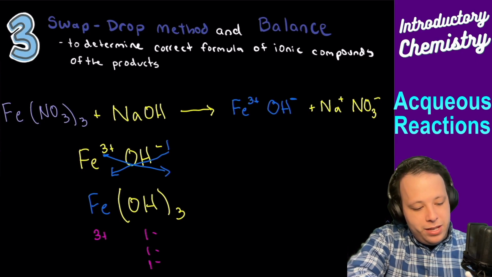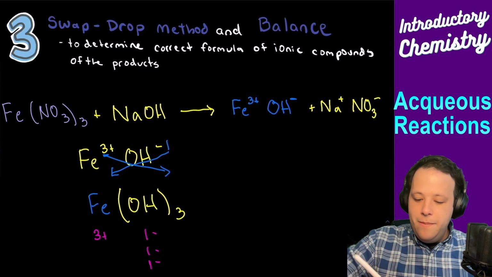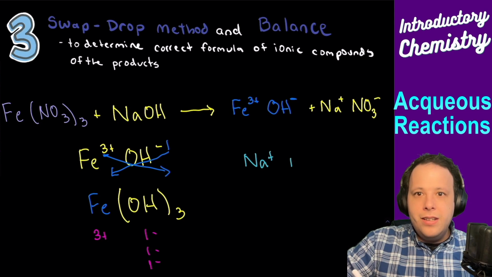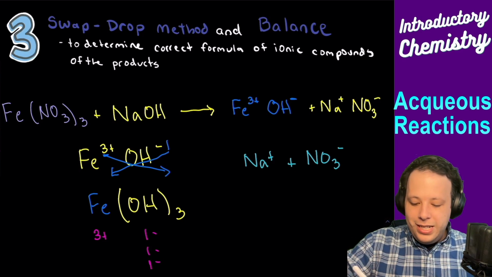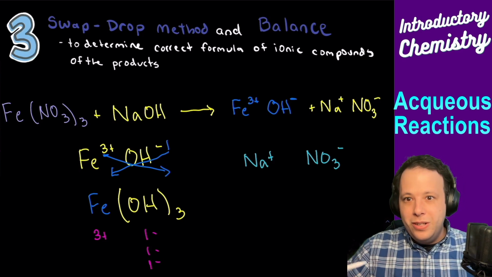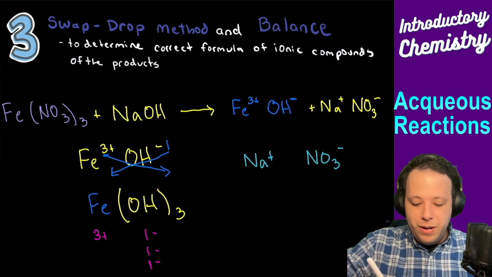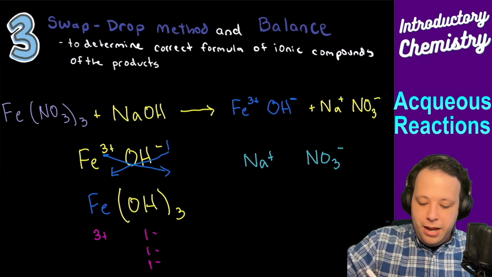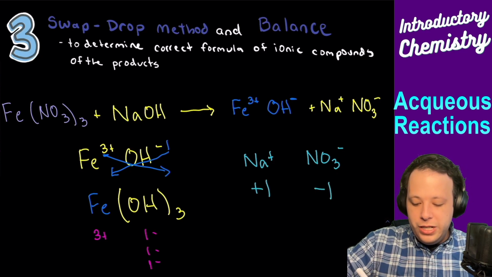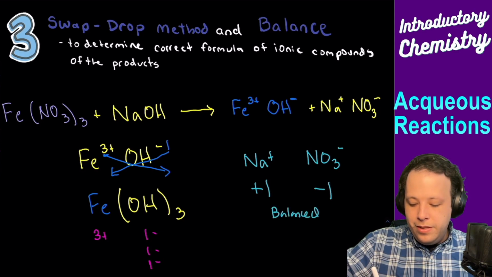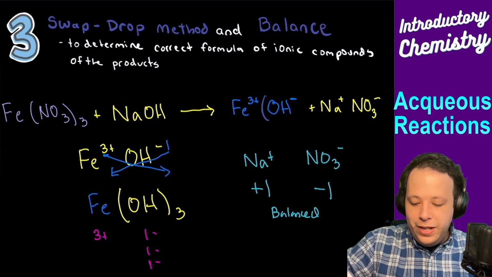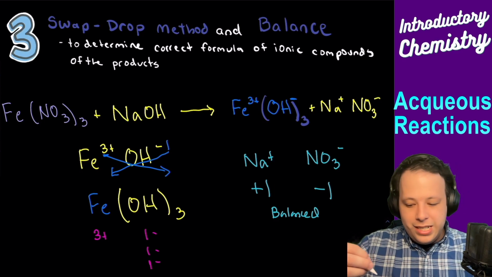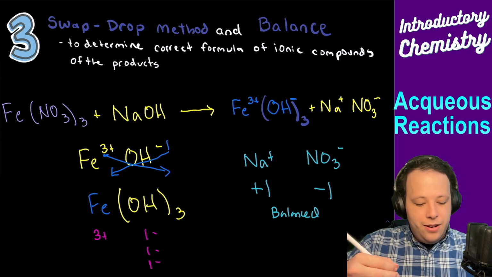Now let's try the same thing on the other one. On the other side, we have Na+ with nitrate, NO3 minus. Notice how the same thing here is we have a +1, -1. It's already balanced. We don't have to do anything else with it. We actually do not have to swap drop this one, being that it is a +1 and a -1 charge, they are balanced in terms of charges. So let's fill all that in. We had Fe(OH) with a 3 next to it, and then the NaNO3.